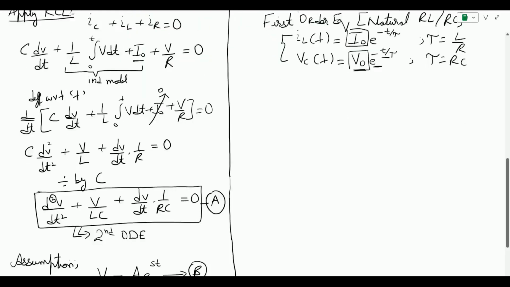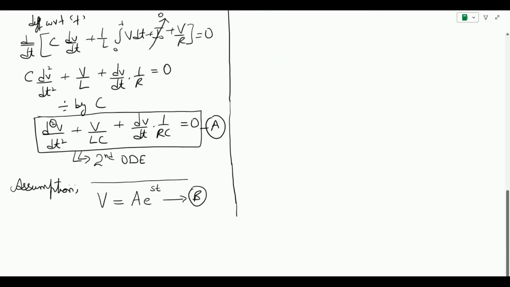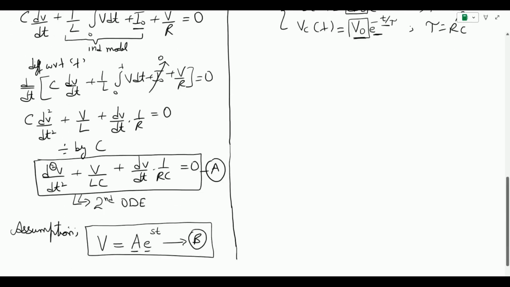So based on this assumption, we came up with equation B, where we can say that the constant I naught and V naught is represented by A, and the exponential is going to be there, and the power can be positive or negative. The power can become positive if we consider an unbounded response. So generically we can make this assumption, and it is validated for the second order circuit. So in this way we got equation B, which is an assumption coming from the first order RC and RL circuits. Now, let us put equation B back into equation A and see what we can further do with this equation.